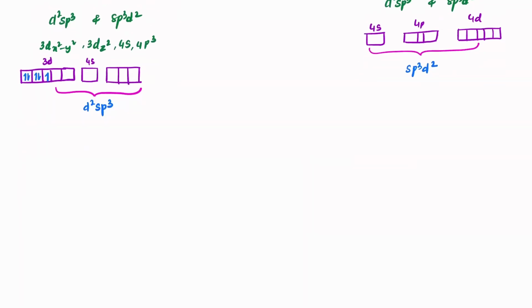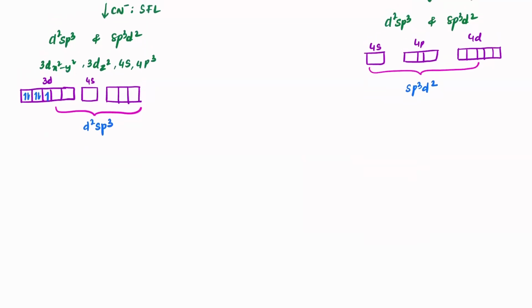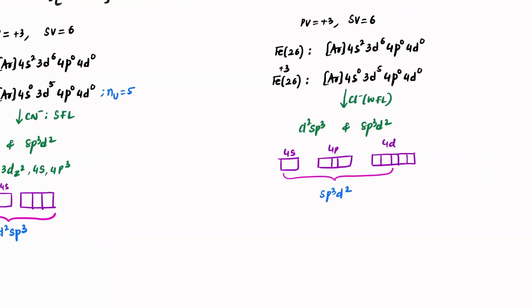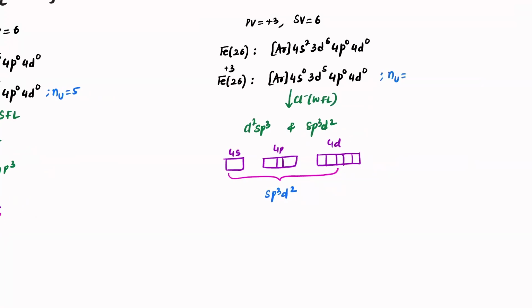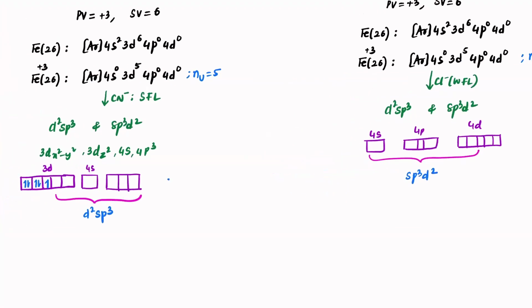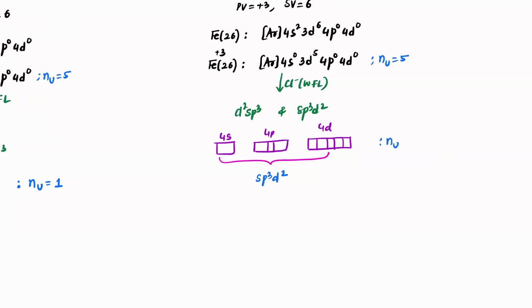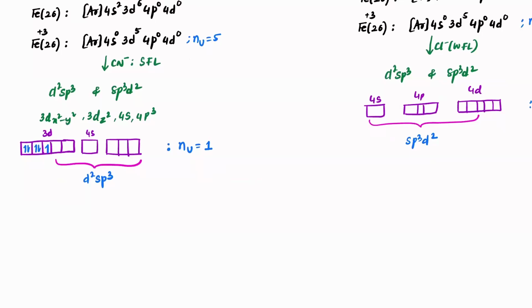Now in d2sp3, what has happened after the pairing? Count the number of unpaired electrons before and after. Initially, when you have 3d5, the number of unpaired electrons is 5. Here also, the number of unpaired electrons is 5. But after the formation of the hybridized orbital, the number of unpaired electrons is only 1. Now here the number of unpaired electrons remains 5, because in 3d5 the electrons are the same. We are not disturbing them. So it will remain those same 5 electrons.